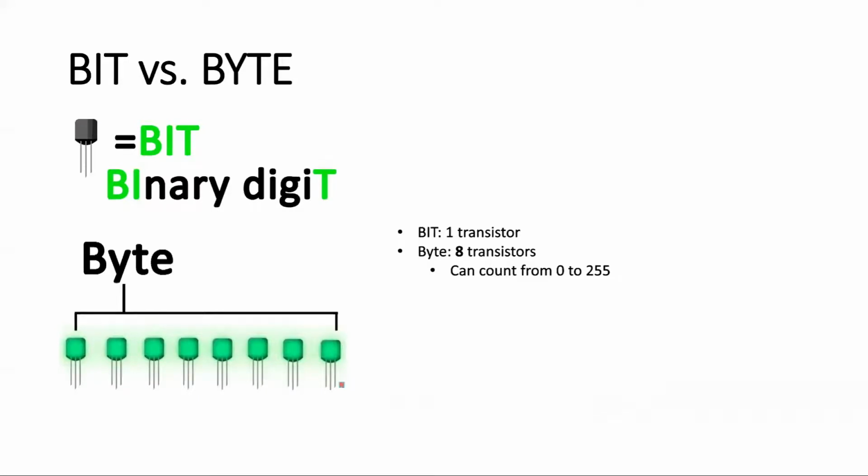Bit stands for binary digit, and a bit is actually 1 transistor. And when 8 transistors are collected together to show a piece of data, they are called a byte, which, as I said before, 8 bits or 8 transistors can count from 0 to 255.